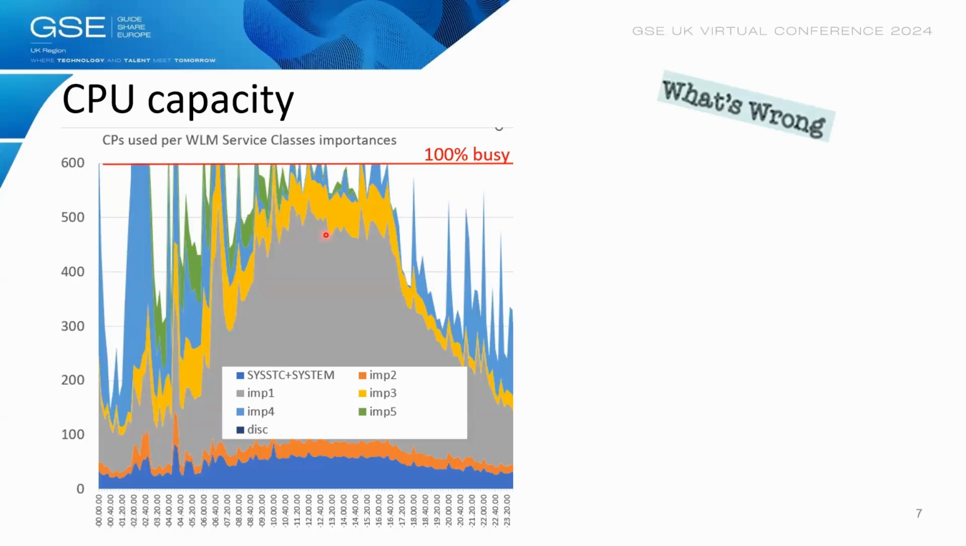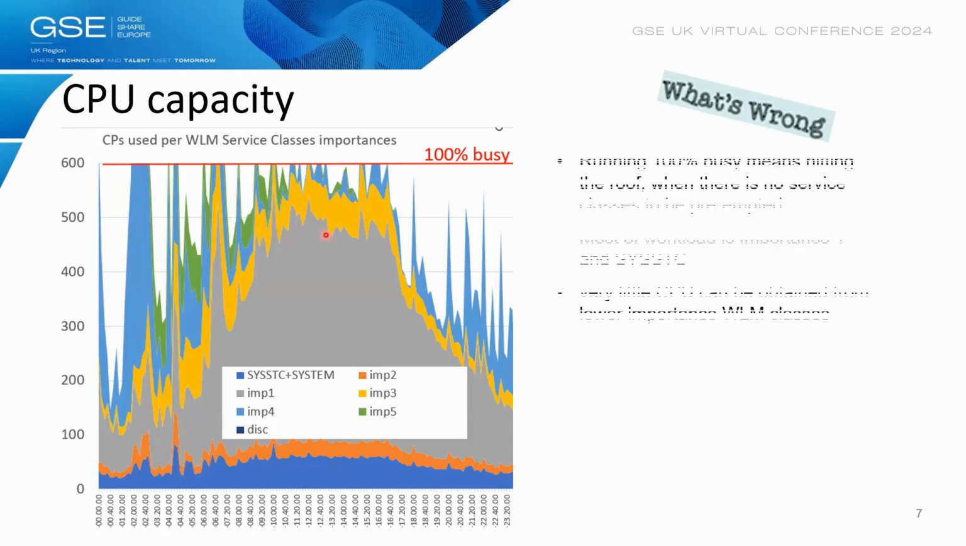So what you can do here is either really distinguish between the important classes and non-important classes, or the other solution here would be to add capacity, right?